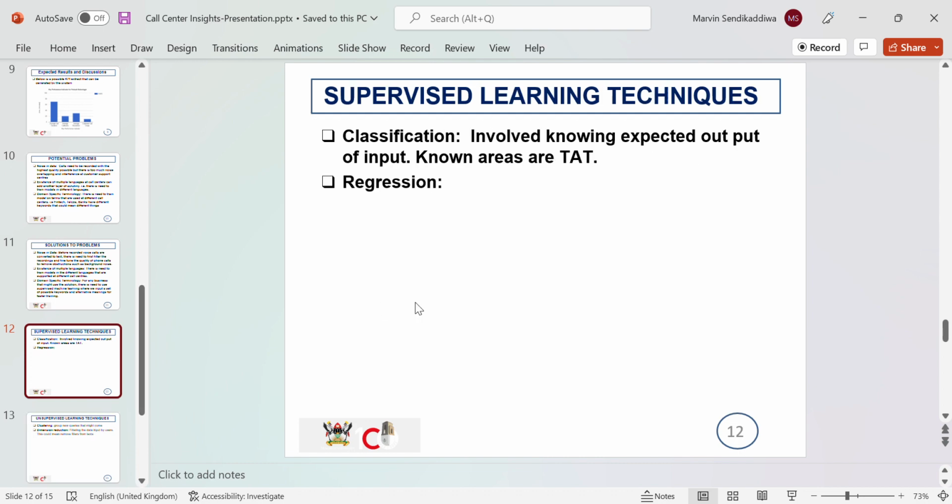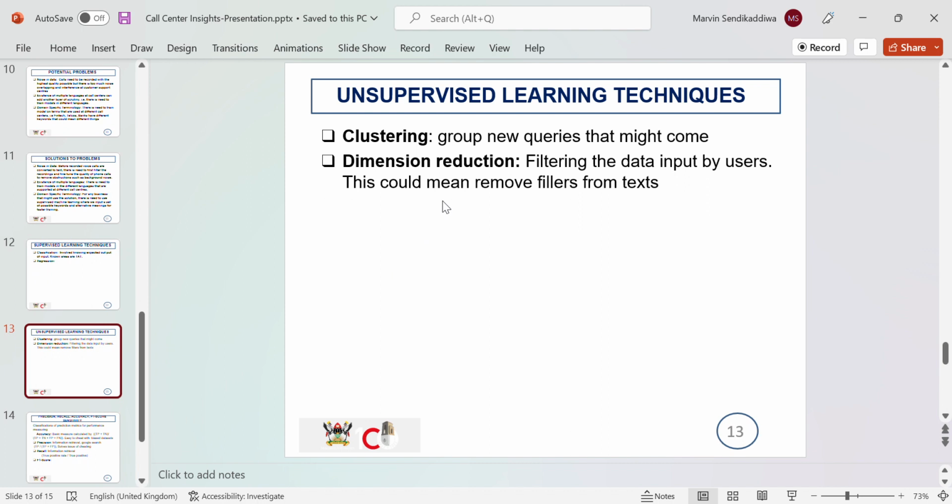So this is where supervised learning techniques come in. This involves training your model, whereby there's a specific input and you have the expected output, the kind of data you're feeding into your model and training it with. These are some of the techniques that we'll use, that is classification and regression. And then for unsupervised learning, the techniques that we'll use are clustering and dimension reduction.